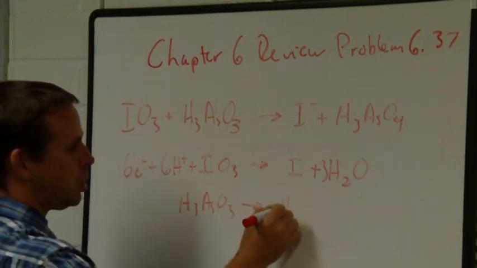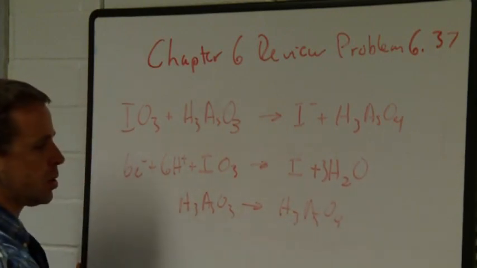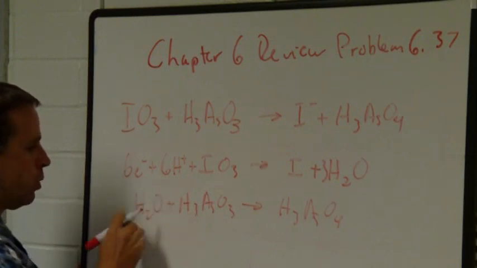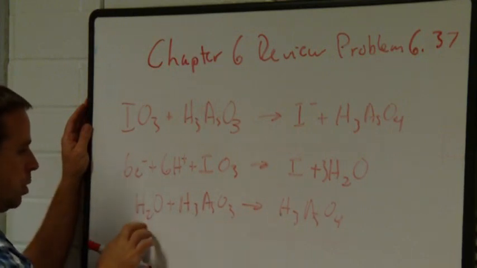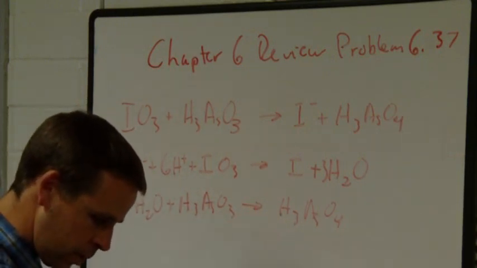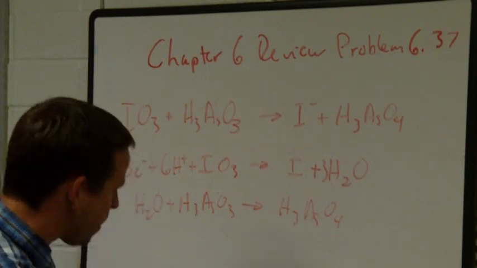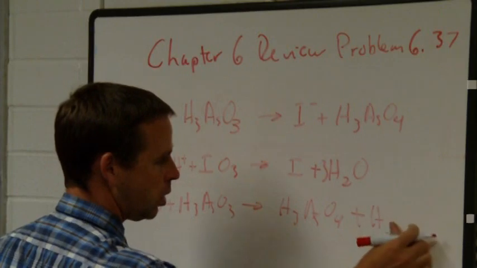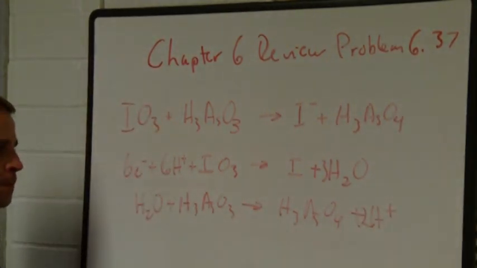H3AsO3 going to H3AsO4. The arsenics are balanced. We need 1 more oxygen over here, so we add a water to the left. Now we need to balance the protons. We have 3, 3, and 2 more. Let's verify that we have that written down right. Yeah. Okay, so we need 2 more protons over here. Two H pluses, sorry. Okay?